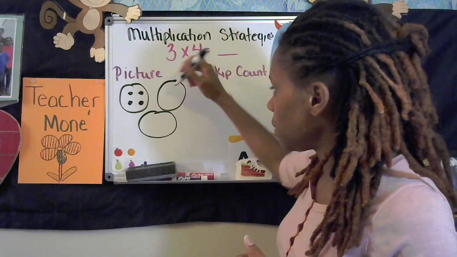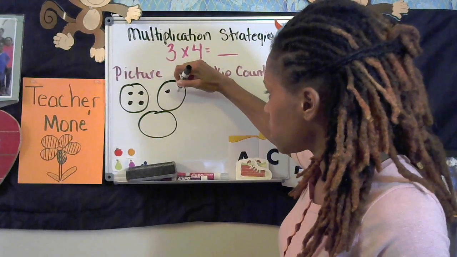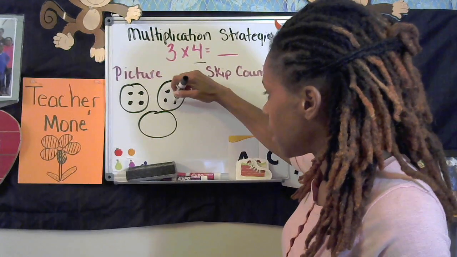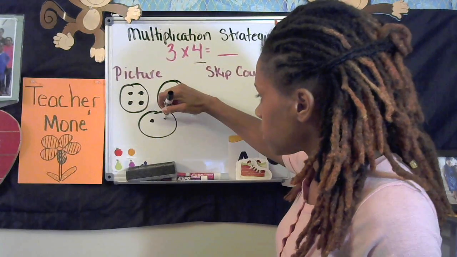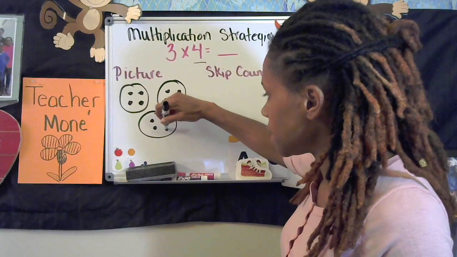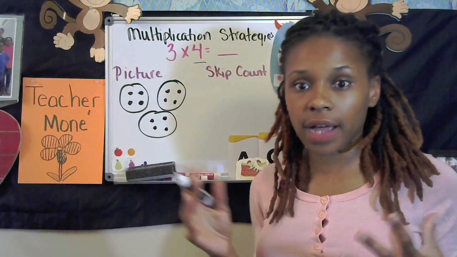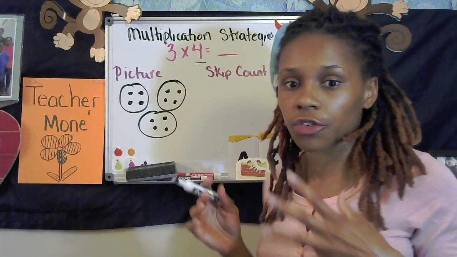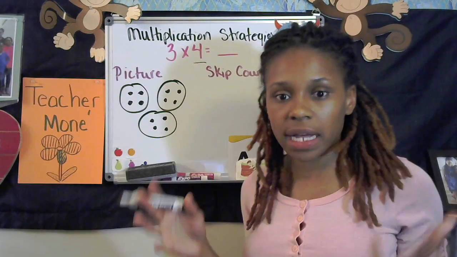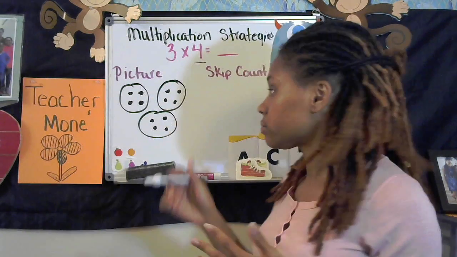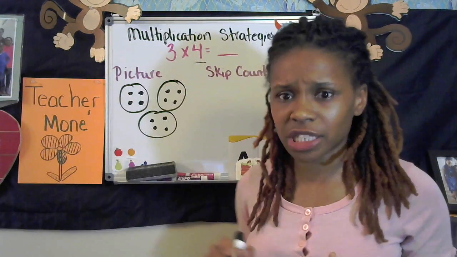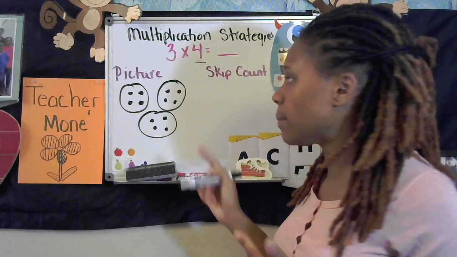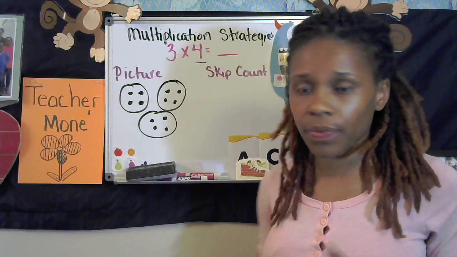So, again, back to the 3 groups of 4. So each one of my groups is going to have 4 dots or whatever inside. And now I have accomplished making 3 groups of 4. Okay? Now, my job is to figure out how much is this 3 groups of 4. So I'm going to go and count them.